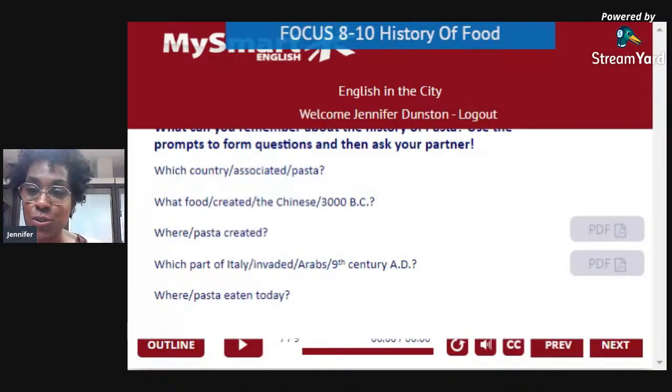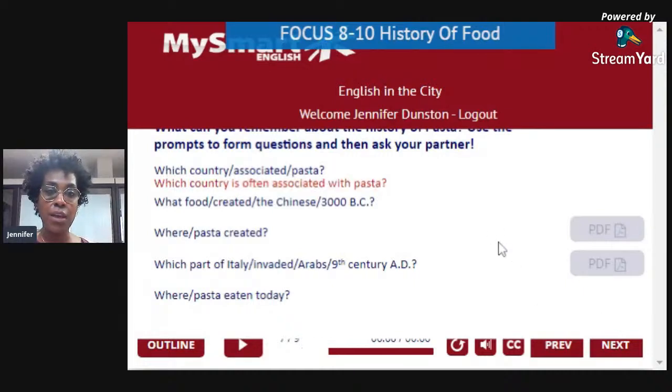Which country is associated to pasta? Very good, Giacomo, thank you. So that is our first question. Which country is associated with pasta? Which country is associated with pasta? Because associate with. Thank you, Teresa. Which country is typically associated with pasta? Very good. So that's our first question. Which country is associated with pasta?